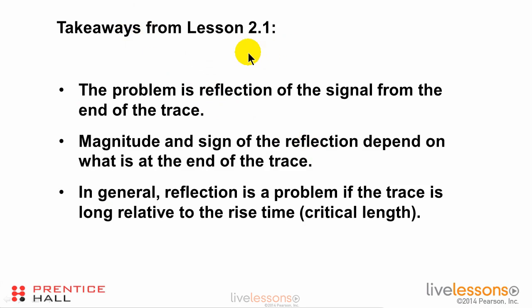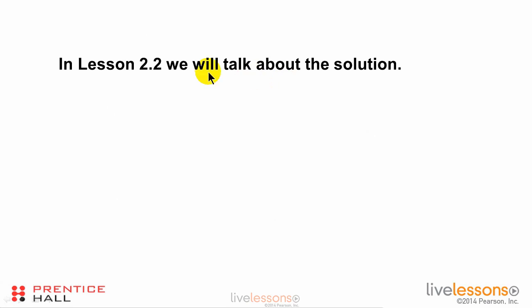So here are the takeaways from lesson 2.1. The problem we're dealing with is a reflection of the signal from the end of the trace. The magnitude and sign of the reflection depends on what's there at the end of the trace. And in general, reflection is a problem if the trace is long relative to the rise time. And we have this concept called critical length that kind of arbitrarily separates a short trace from a long trace. In lesson 2.2, we're going to talk more about this solution.